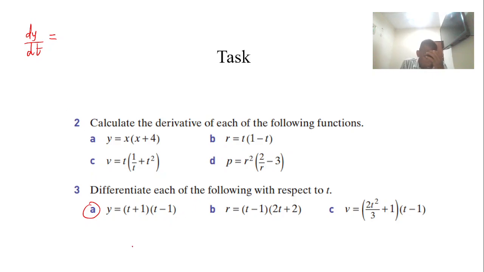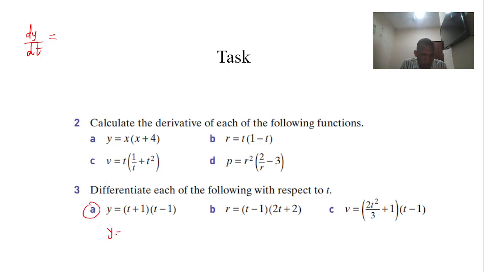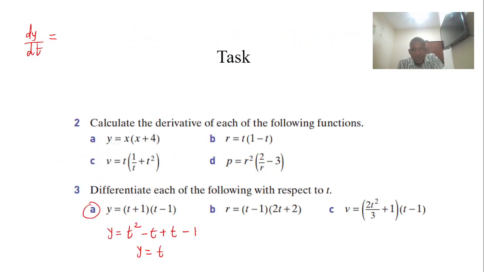Now first of all I'm going to expand. If I expand this, I'll do t times t, which is t squared, t times negative 1, that's negative t, plus 1 times t, that's plus t, then plus 1 times negative 1, that's negative 1. So basically you have to expand the bracket first. You have t squared minus 1. This is it.